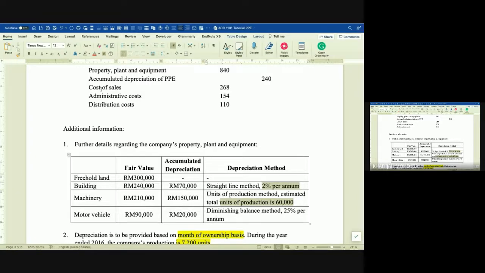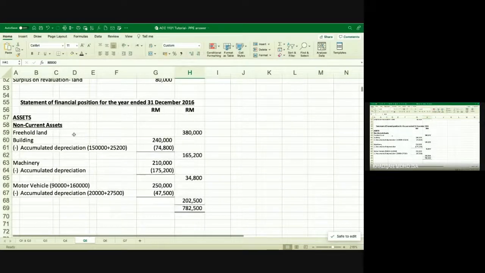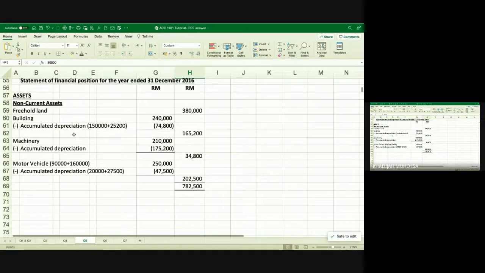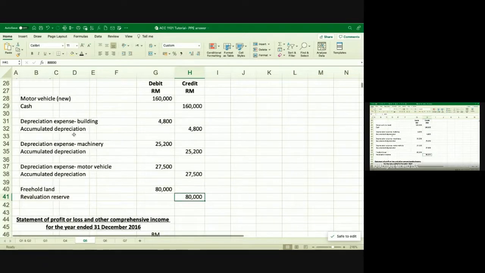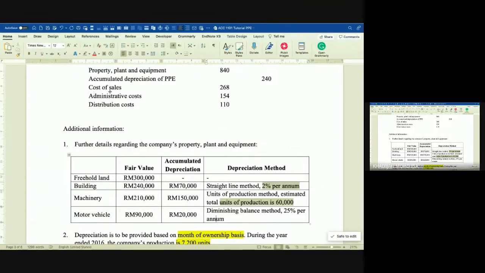Okay, you only have cost of sales, admin cost, and distribution cost. But what you have computed is on the surplus, on the depreciation, right? Where's the journal entry just now? So how are you going to reflect that in this item only?